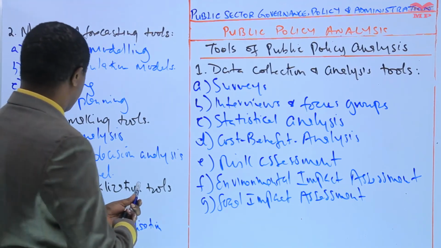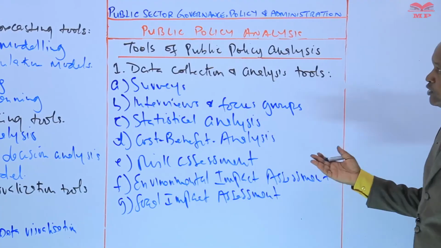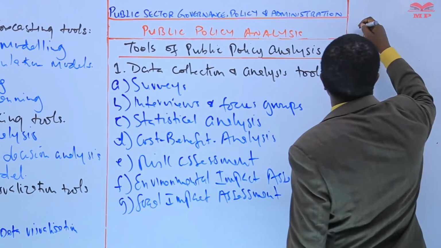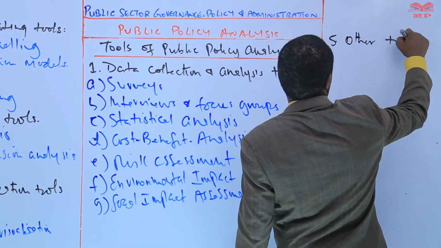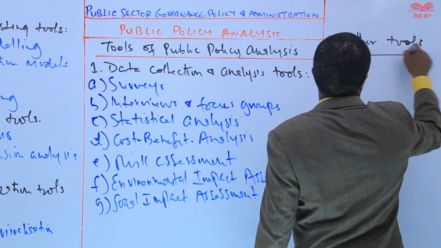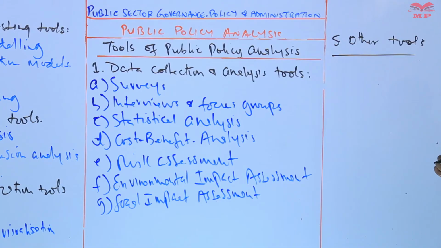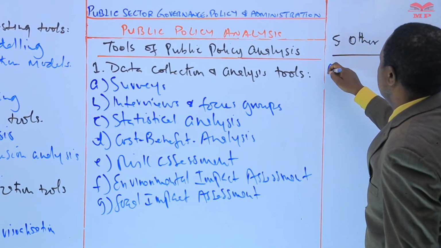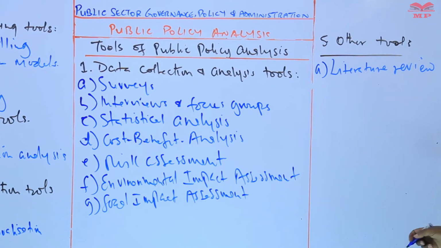Then lastly, we have other tools that may fall outside the broad categories. Let's categorize them as other tools. 5. Other tools. Now, other tools may include literature review.